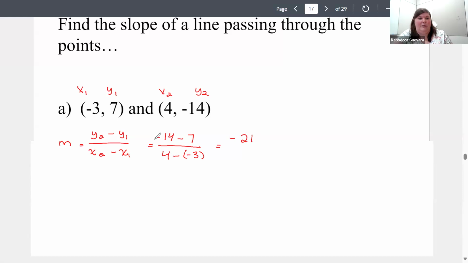So on top, negative 14 minus 7. So if you take out the negatives, 14 plus 7, so we get 21. On the bottom, that is going to be really 4 plus 3. So negative 21 divided by 7, negative 3.